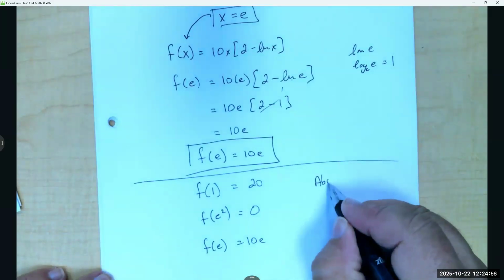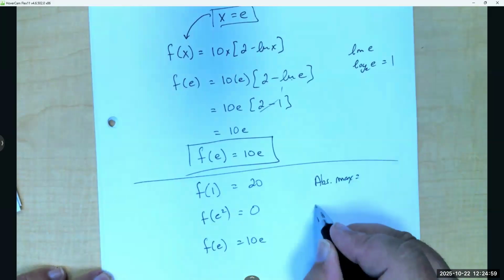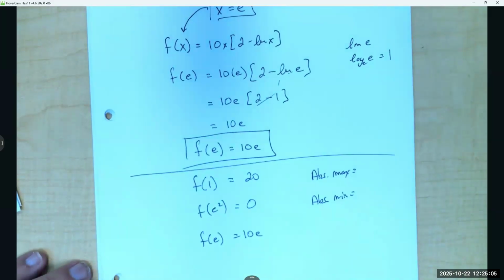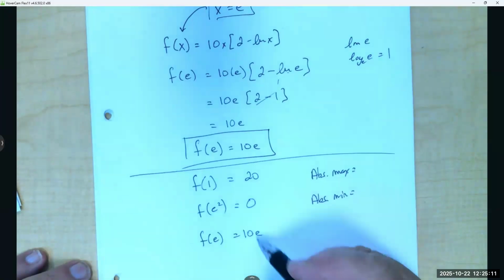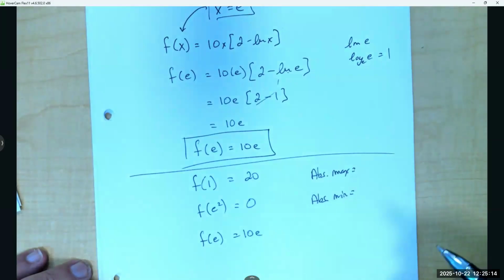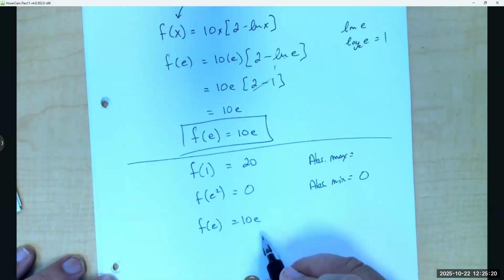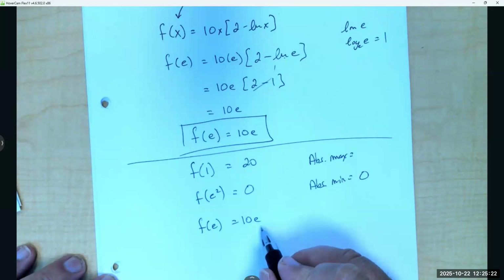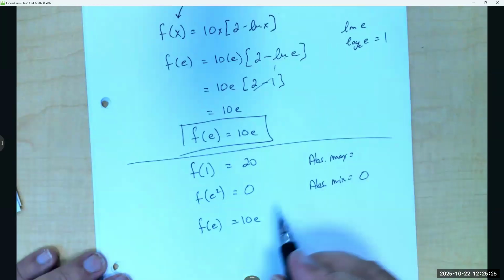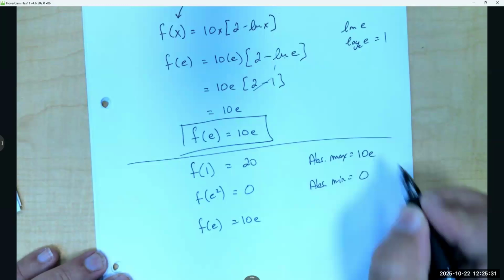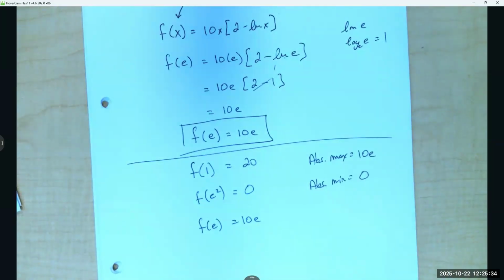So do we have an absolute max? Do we have an absolute min? What's the smallest of all these three numbers? 0. Remember, what does e equal? e is a constant, 2.718. So it's 10 times 2.7, which is going to be bigger than 20. So it's going to be 10e. It'll be 27.1.